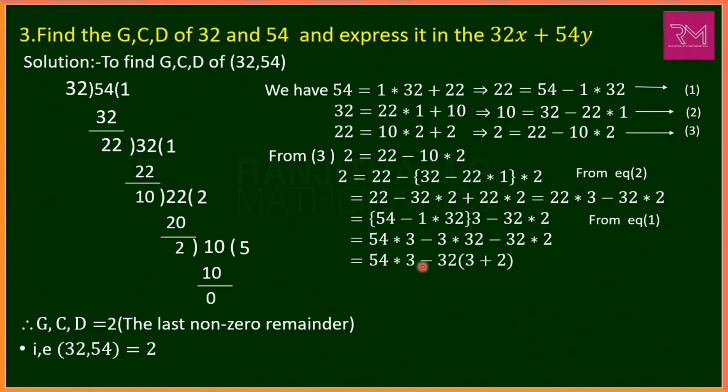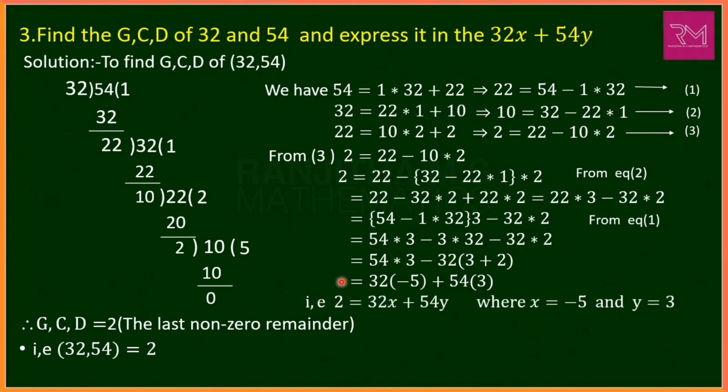Therefore we get 54 into 3 minus 32 into 5. Here in these two values we can take 32 as common, that is minus 32 as common, we get minus 32 into 3 plus 2, and 3 plus 2 is 5. Also we have to express it in the form of 32x plus 54y. Take this value as the first value, 32 into, here 3 plus 2 is 5, take minus inside the bracket, we get 32 into minus 5 plus 54 into 3.